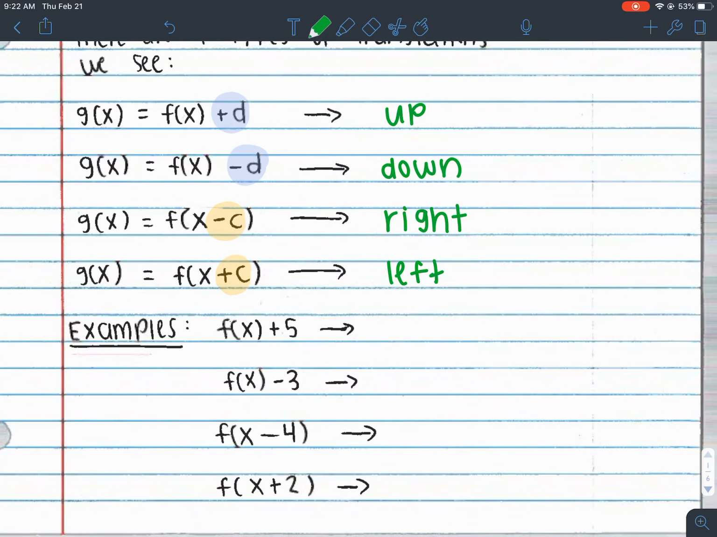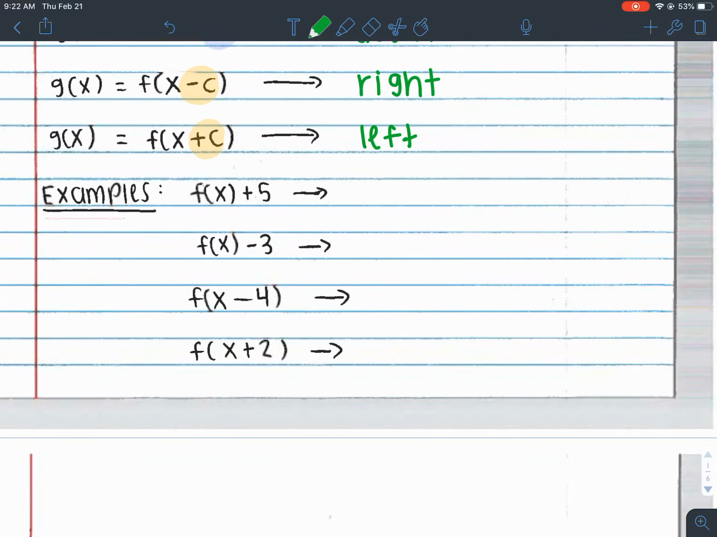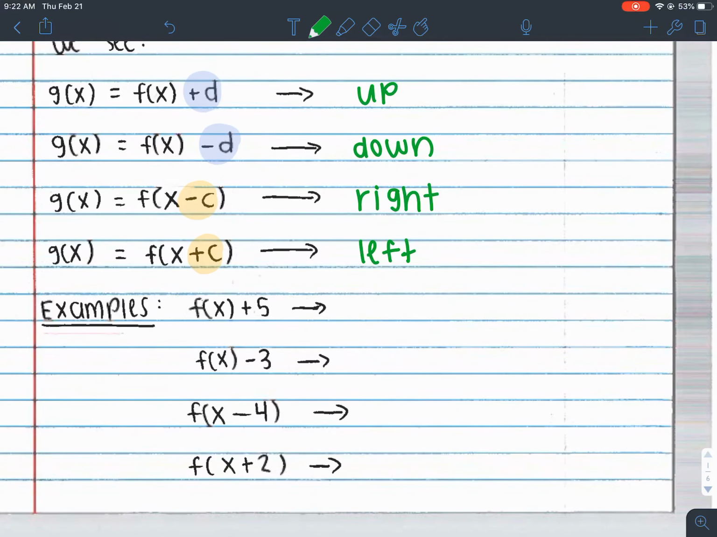Now, in the first two with up and down, those are outside of the parentheses. So you're outside of the house, your x is not there, so you're going to do what you think you're going to do. Plus d is going to be up, minus d is going to be down. So here are some examples. If we have f of x plus 5, that 5 is on the outside of the parentheses, so that means I'm going to go up 5. If I have f of x minus 3, that's outside of the parentheses again, so that's going to be down 3.